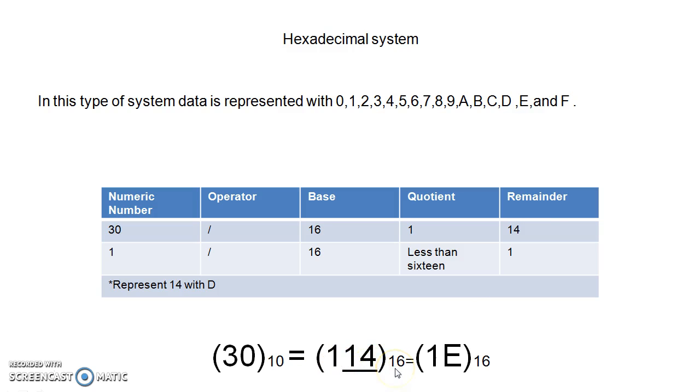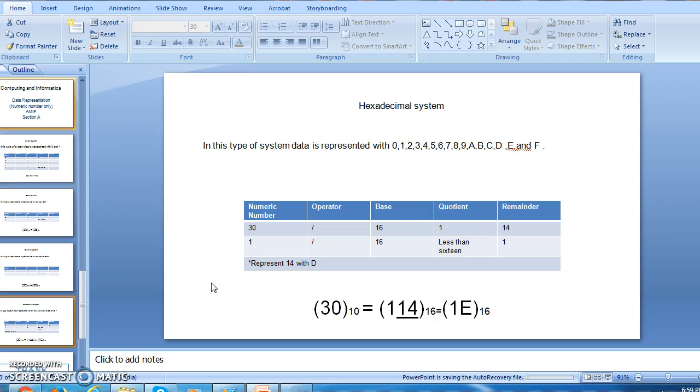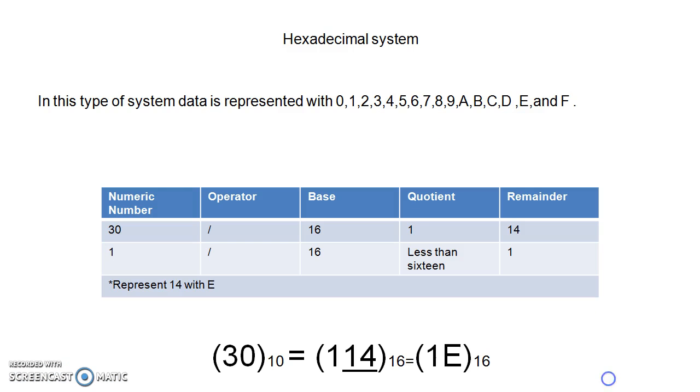In the hexadecimal system, this 14 is represented with the letter E, so it is 1E in the hexadecimal system. 30 in the decimal system is equivalent to 1E in the hexadecimal system. Don't forget to replace this 14 by E.